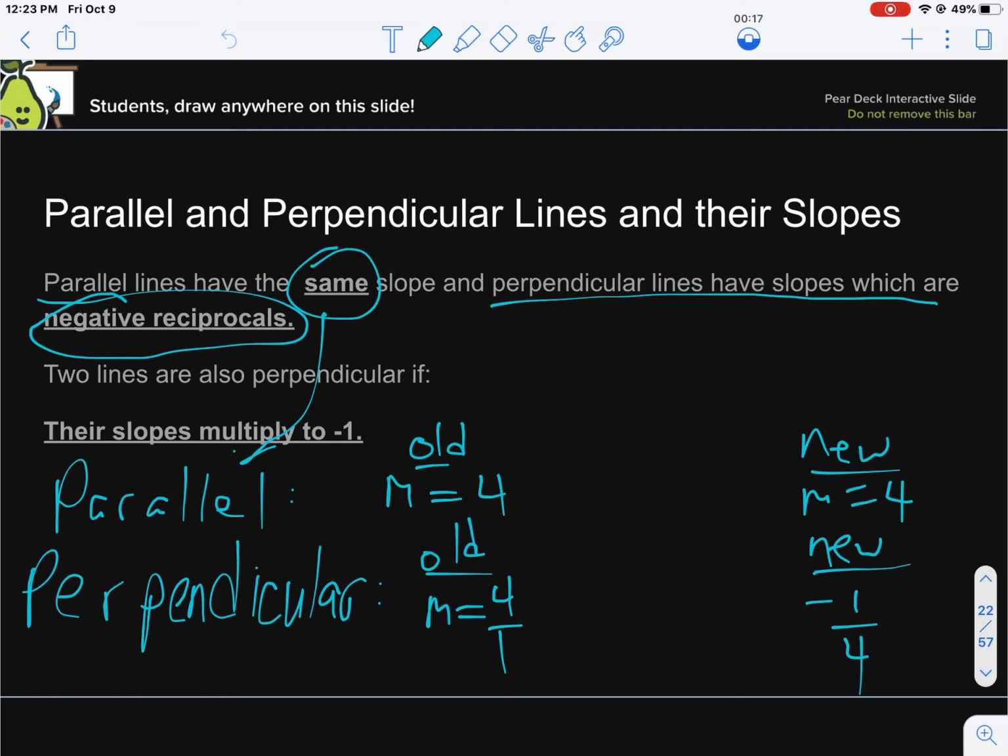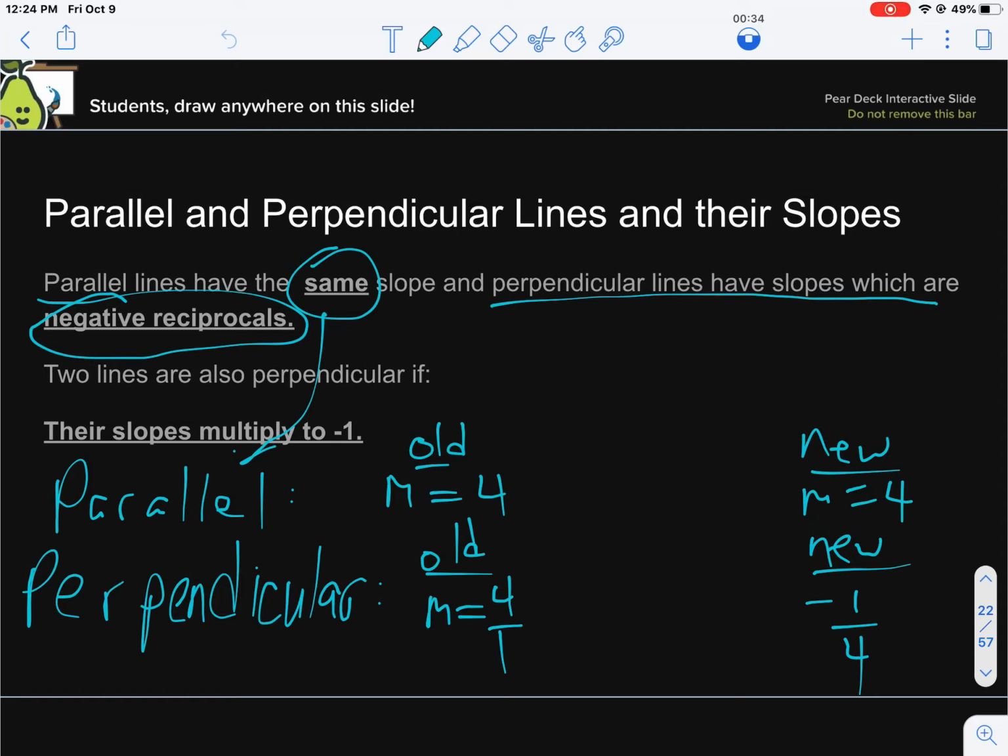makes me so mad. All right, but anyways, what we were talking about was parallel and perpendicular lines in the slopes. Okay, so we were talking about slope. Now remember, parallel lines have the same slope and perpendicular lines have slopes which are negative reciprocals.